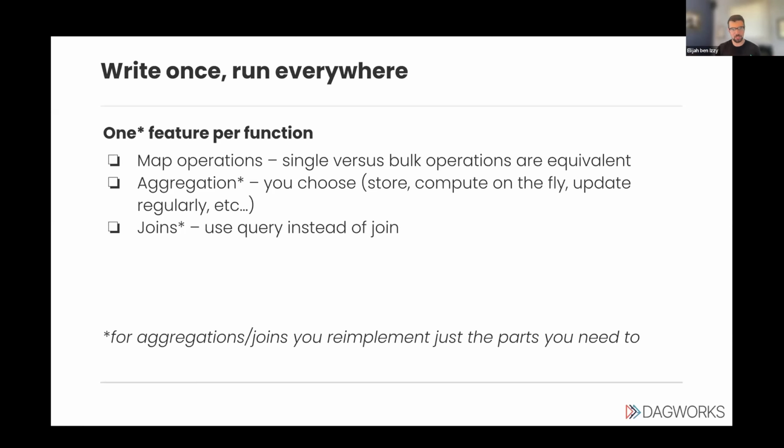So with map operations, we're going to treat single versus bulk operations as equivalent. Oftentimes, even for single online operations, you're going to want to run in small batches, so you run vectorized. Aggregations, you're going to choose whether you store your aggregation, compute it on the fly, update regularly, etc. For joins, we're going to use a query instead of a join, although there are other ways to do it depending on the data size. And again, for aggregations, you're going to implement just the small pieces that differ between them.